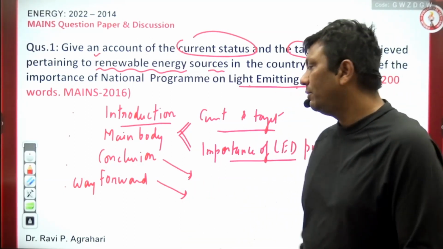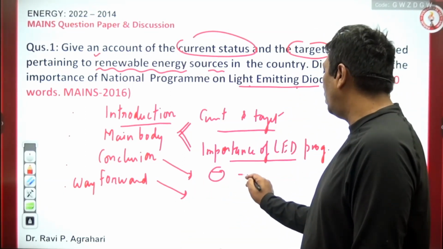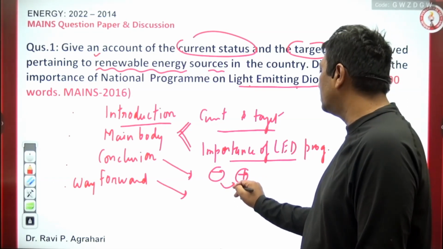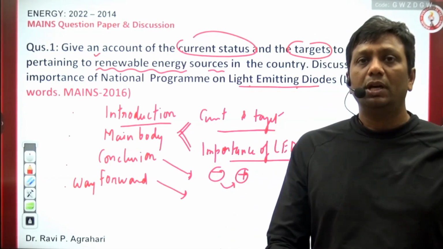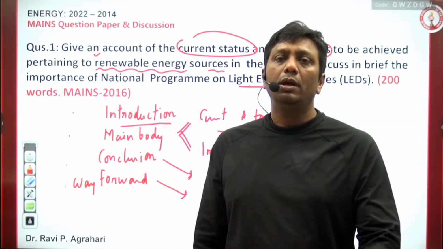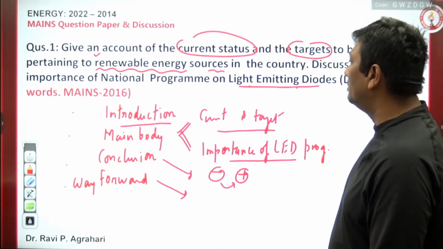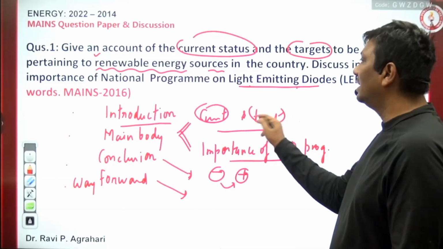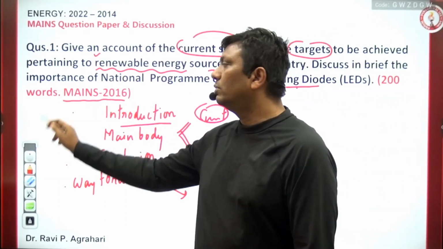For the conclusion, I always tell you guys, you must start from negatives and always shift from negative to positive. It's the best process of writing conclusions in your answer writing. Now I come to the current status and targets. This is a question from UPSC Mains 2016.